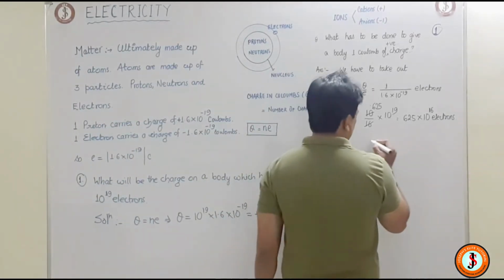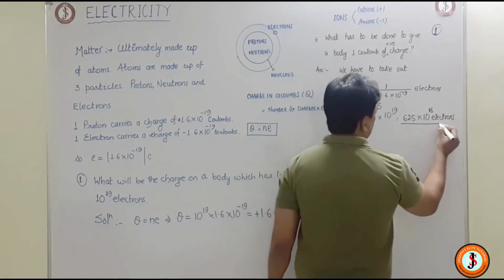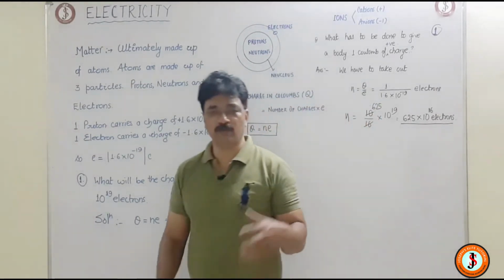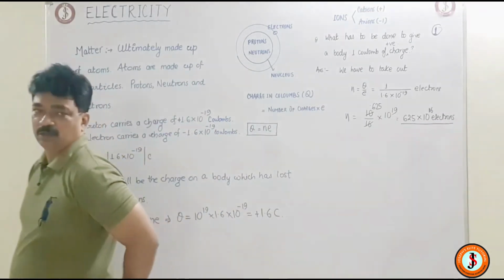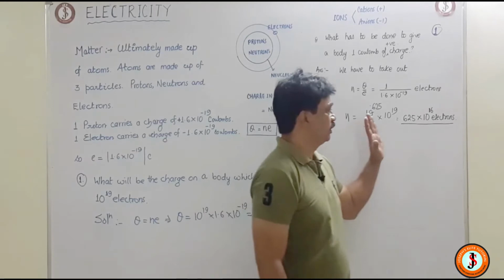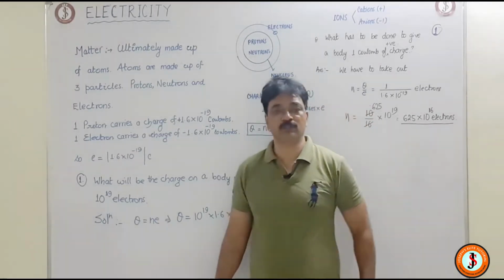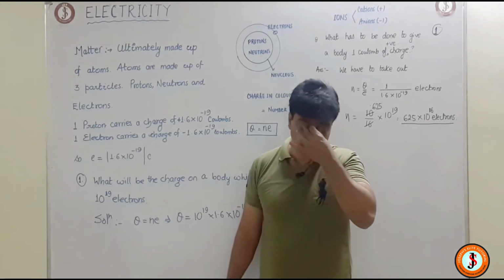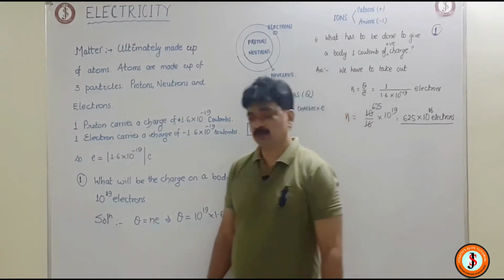Those who are preparing for competitive examination, they have to keep these numbers in their mind. 1 coulomb of positive charge, take out 625 into 10 to the power 16 electrons. 1 coulomb of negative charge, given this much of electrons. Did you understand? So this is okay.